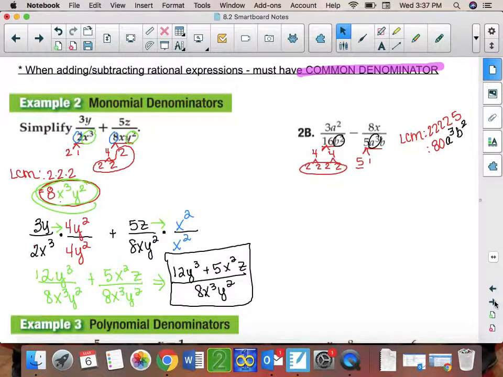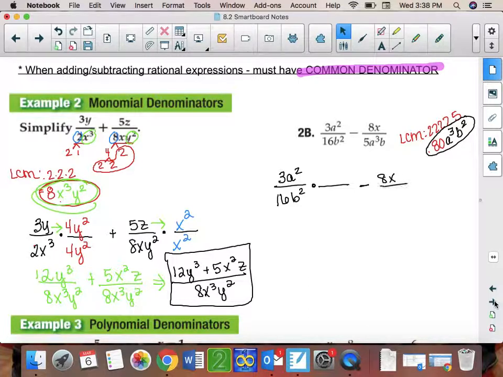All right, so this is going to be my LCM. That's what I need both of the denominators to become. So I'm going to erase this here. Okay, so I'm going to go ahead and rewrite my fraction. So I have 3a squared over 16b squared. I'm going to leave a space because I need to get a new denominator there. Minus 8x over 5a cubed b times, and I'm going to leave a space.